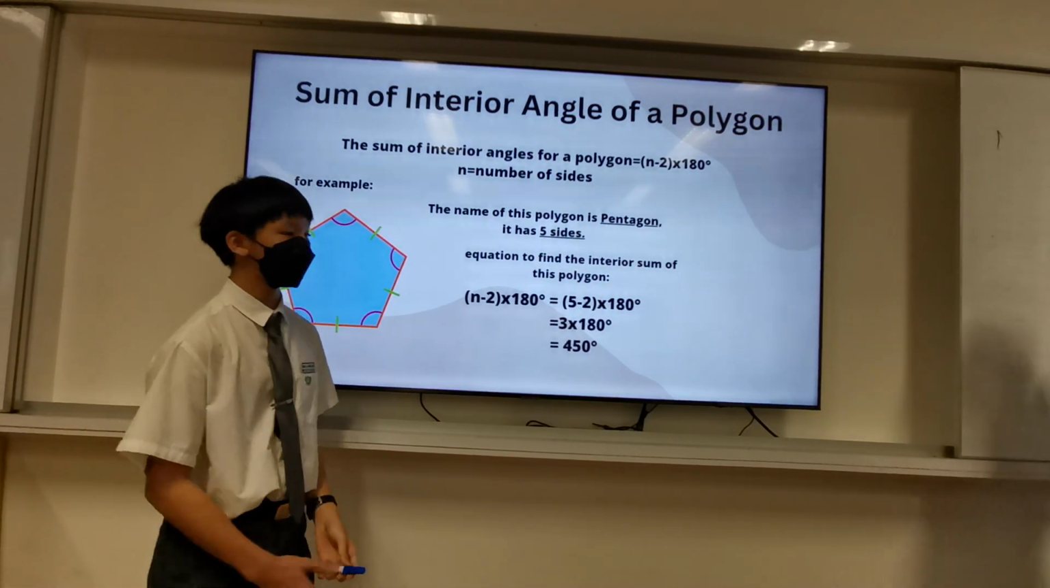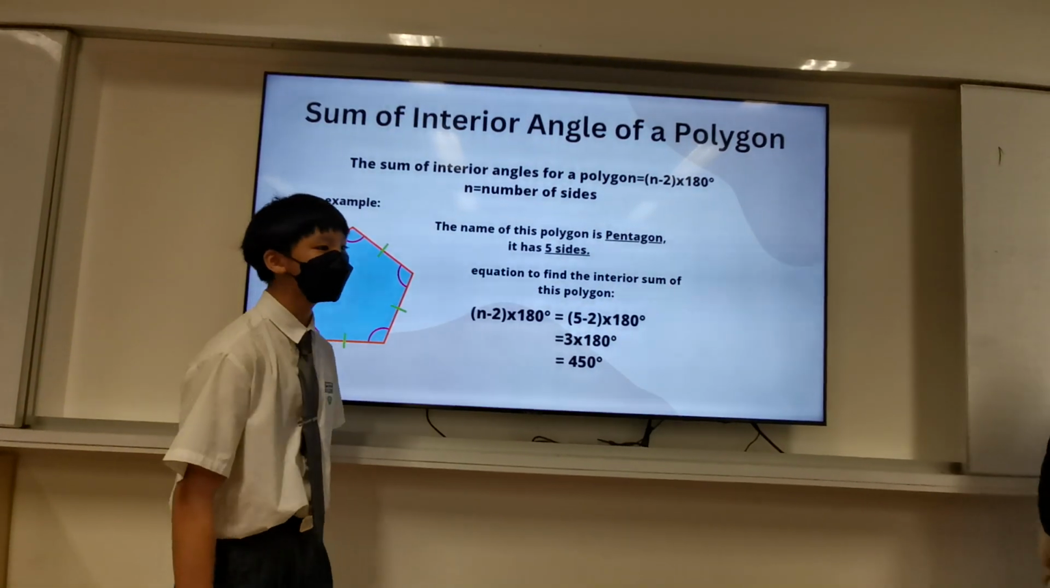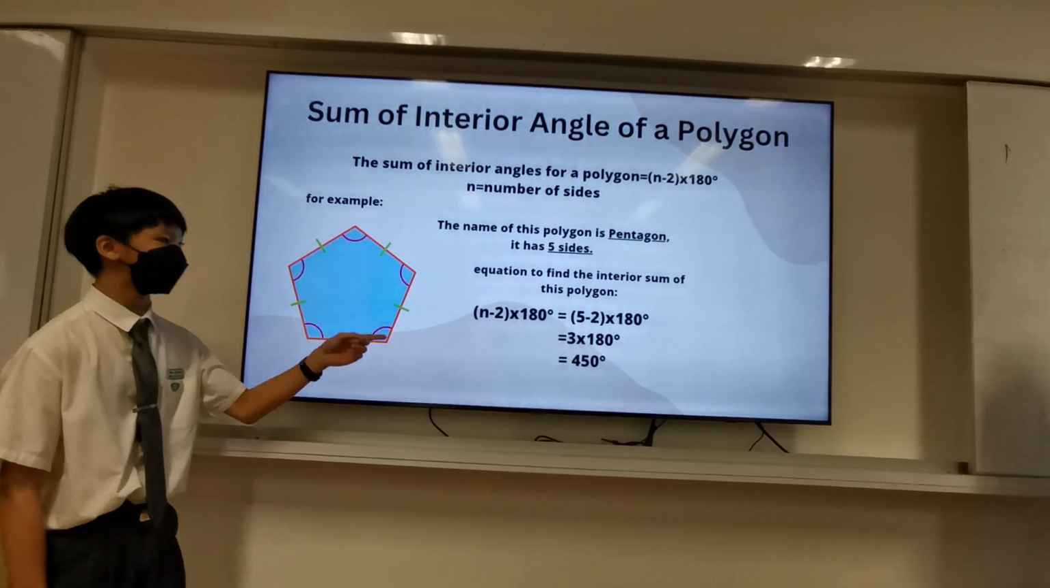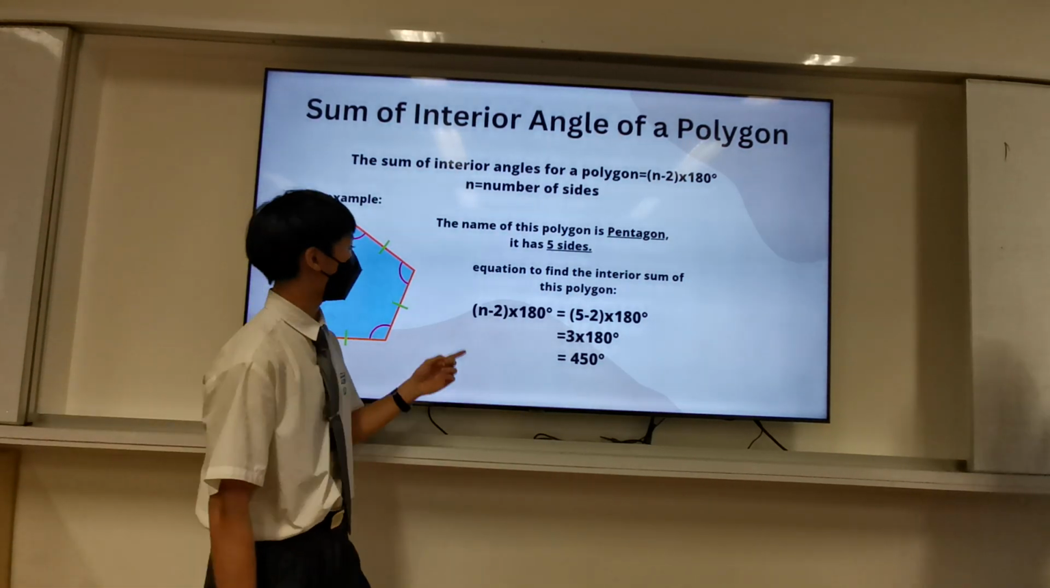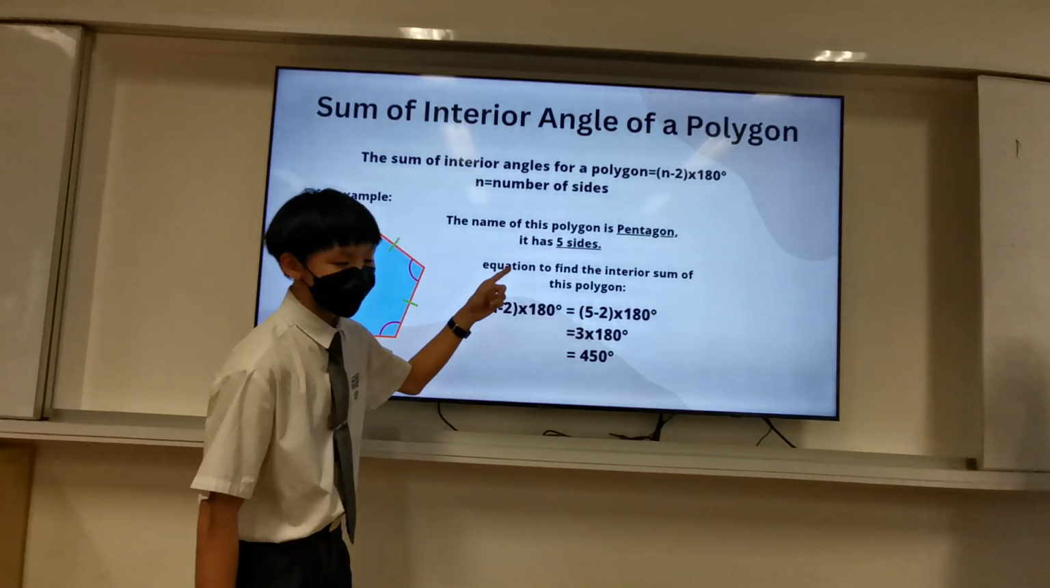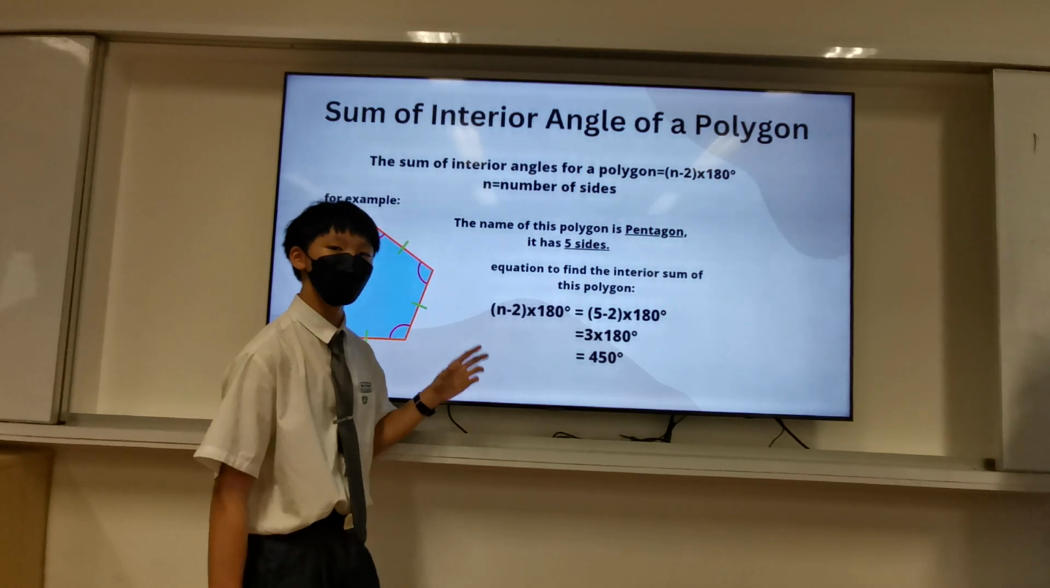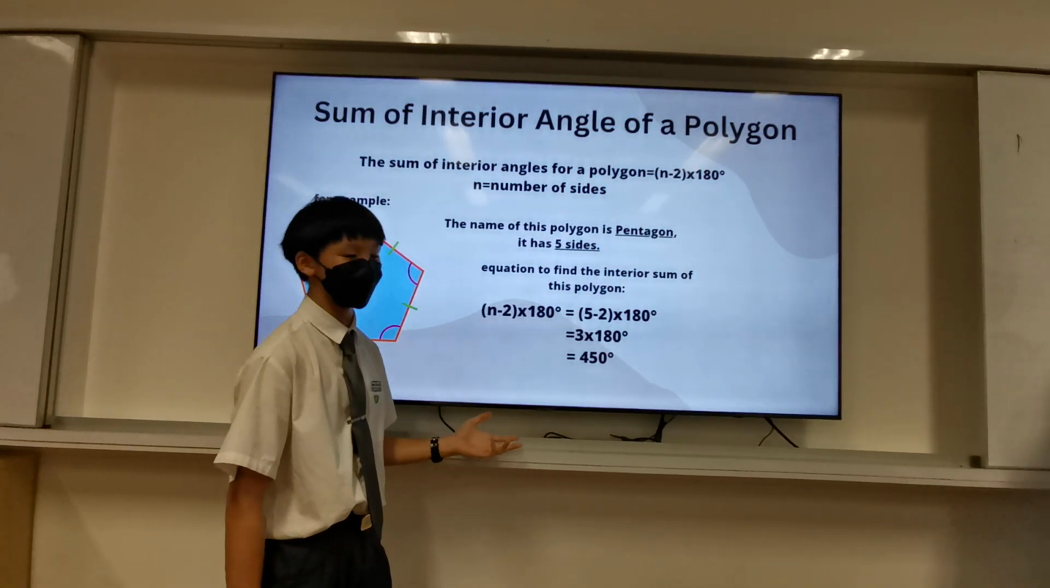To find the interior sum of a polygon, we basically take the number of sides, which is represented by n, and we minus 2, and after we get that number, we times 180, like this.